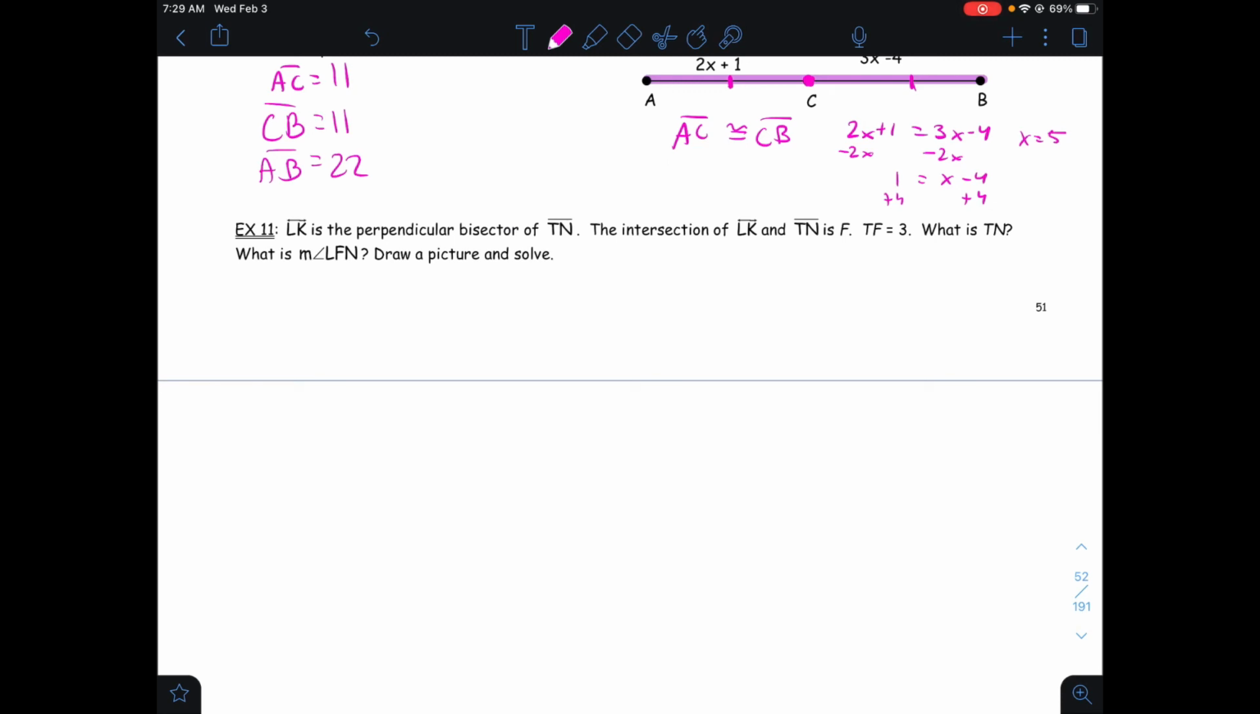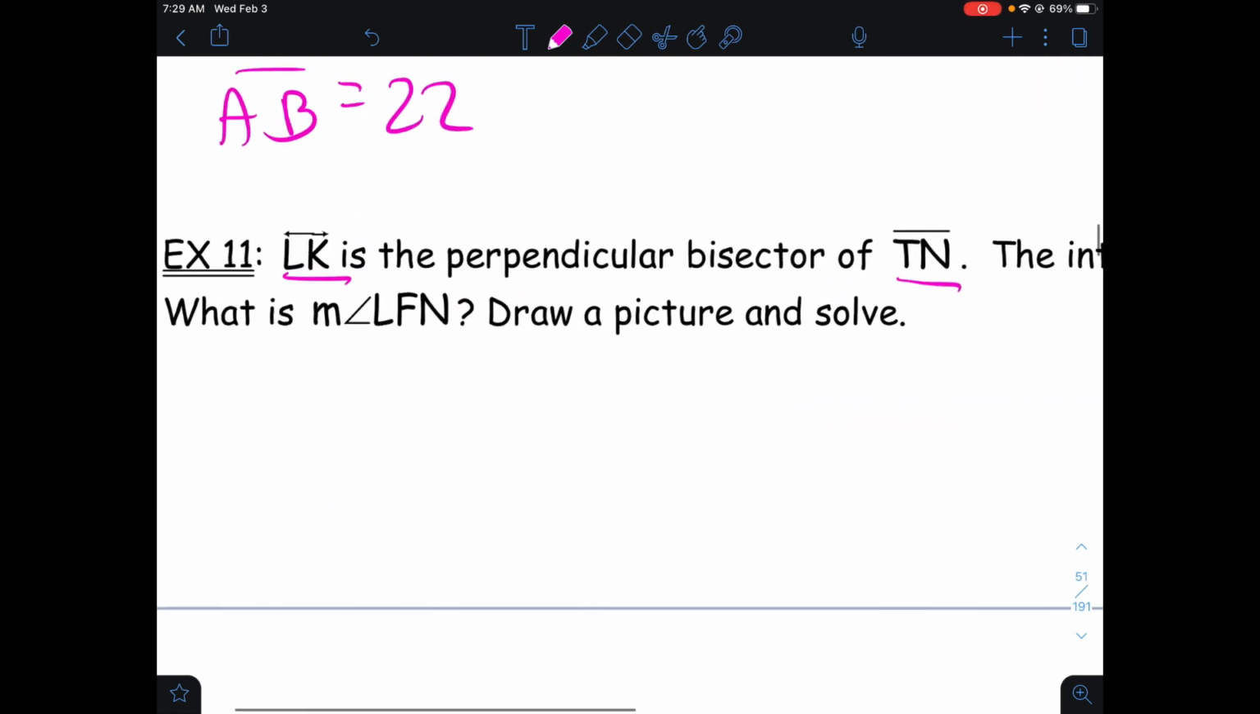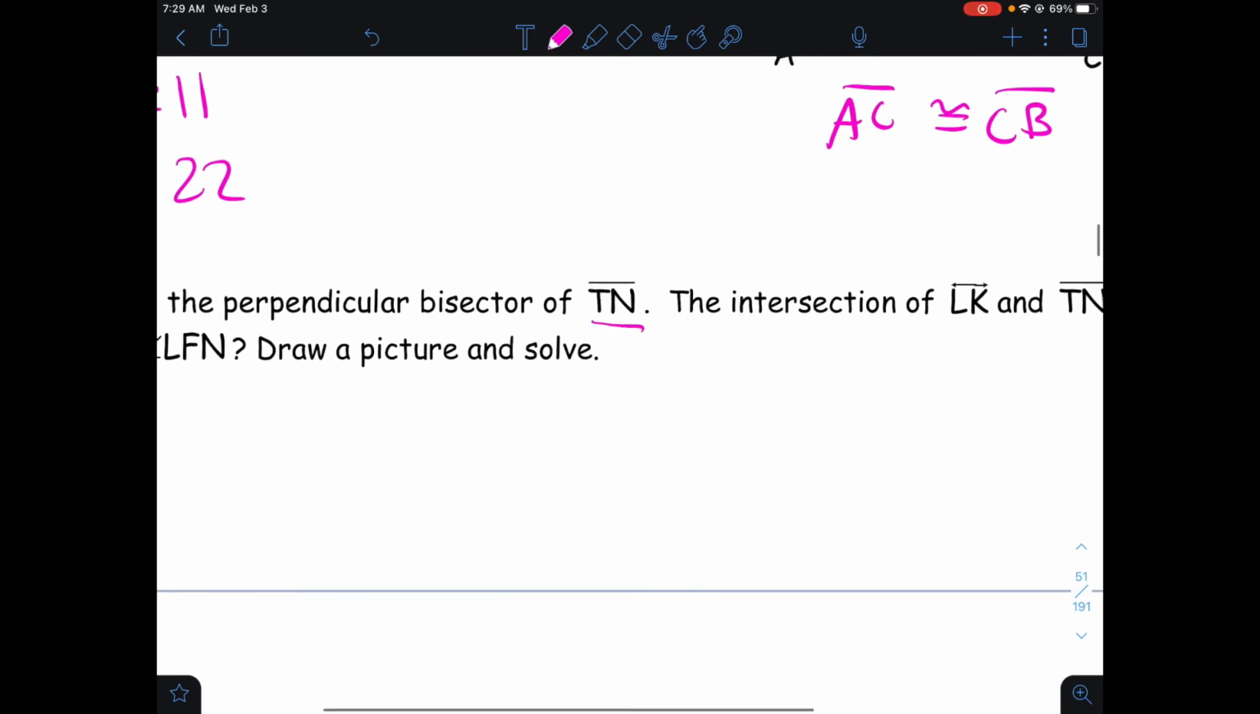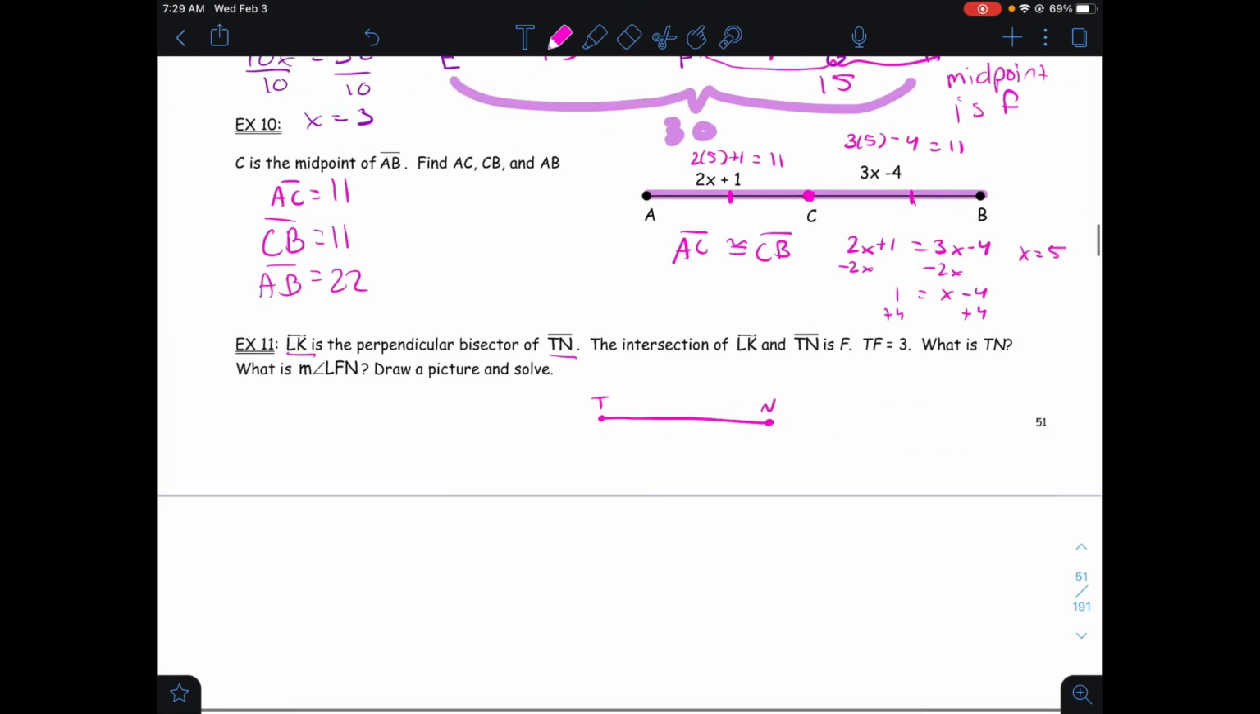Let's draw this out. So it says that LK is the perpendicular bisector of TN. And notice these different notations, okay? Since TN doesn't have the arrows, that means that it is a line segment. So it would be drawn like that. So we'll draw in TN. And then they say that LK is the perpendicular bisector. So let's draw LK in. LK's got the arrows. And since LK is the perpendicular bisector, we know that these two sides of this segment are going to be congruent.